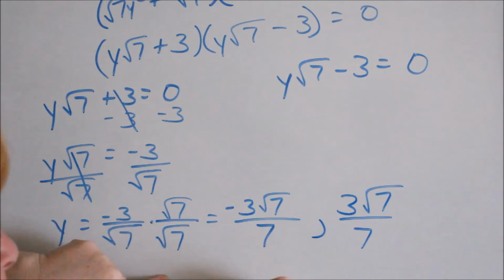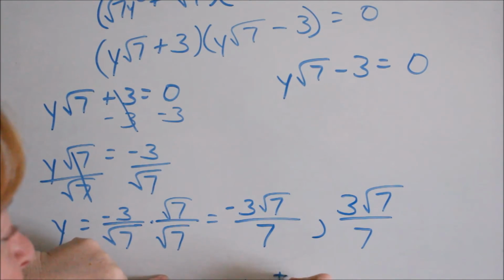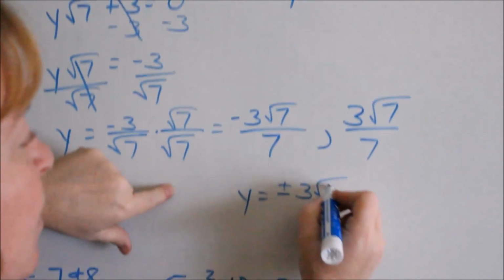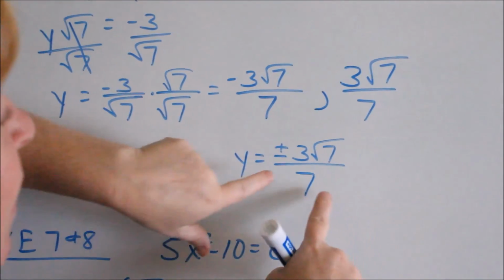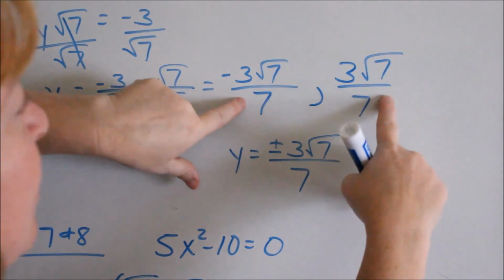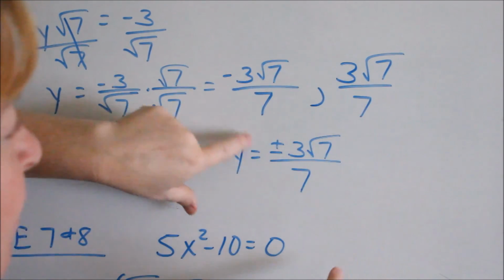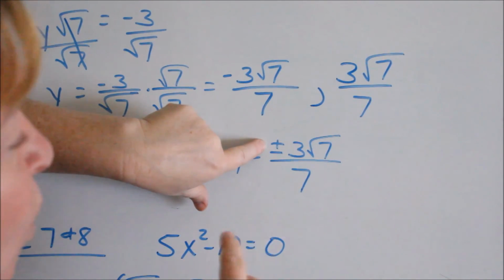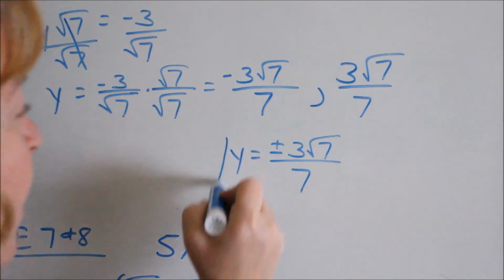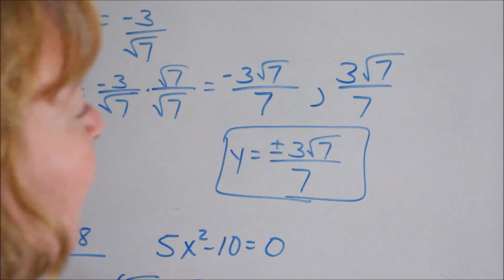An easier way to write it is y equals plus or minus 3 square root of 7 over 7. Writing it this way is just the same thing as writing it two different times, one with a negative and one with a positive. Here you just write plus or minus. So one is a positive solution, one is the negative solution.